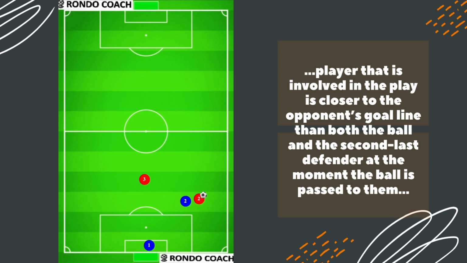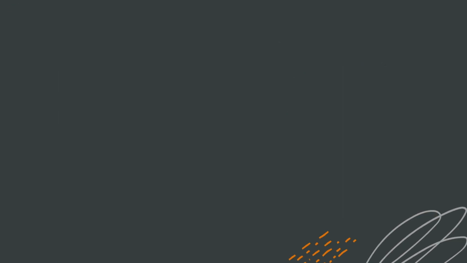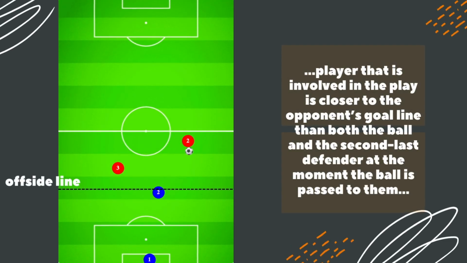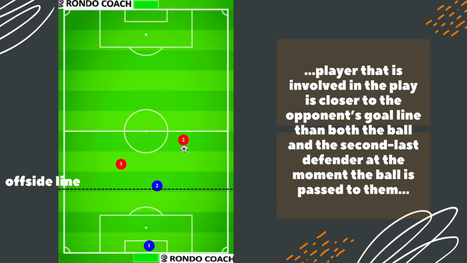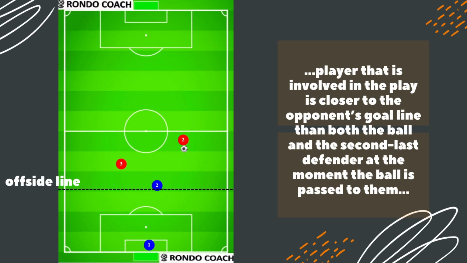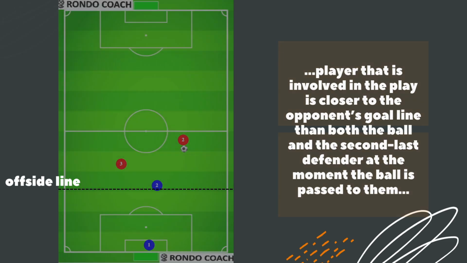Let's unpack that a little bit. The line we are measuring is a straight line parallel to the goal, not the shortest distance. The second last defender rule includes the goalkeeper, which means that if the goalkeeper has run out, then we need another defender between the attacker and the goal for a legal position. Finally, the moment of decision is when the ball is passed, not when the ball is received.